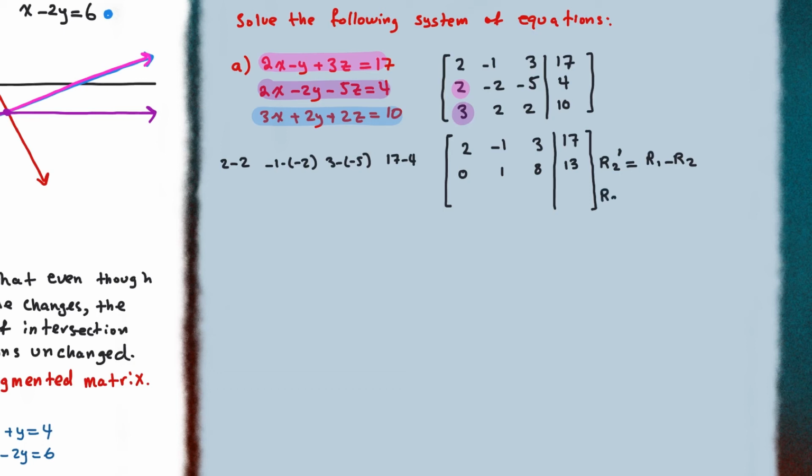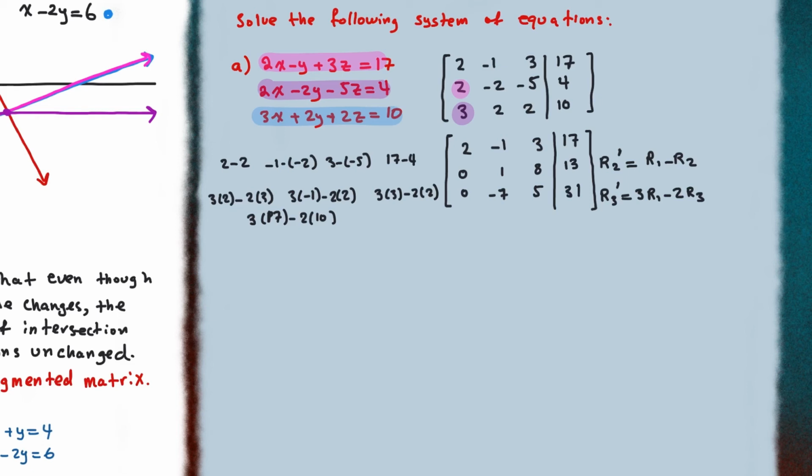And therefore, we can subtract 3 times the first row by 2 times the third row. Here we will get 3 times 2 minus 2 times 3, which is 0. We will get 3 times negative 1 minus 2 times 2, which will give us negative 7. We will get 3 times 3 minus 2 times 2, which will give us 5. And we will get 3 times 17 minus 2 times 10, which will give us 31.